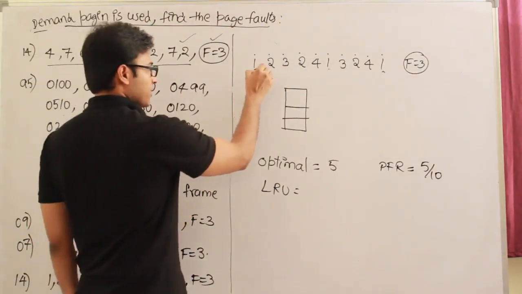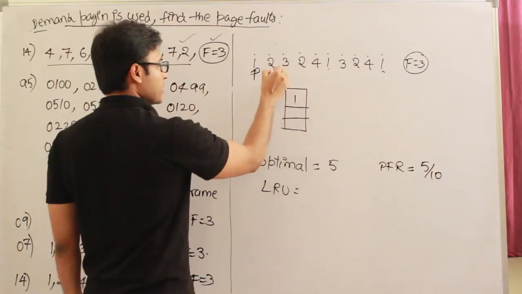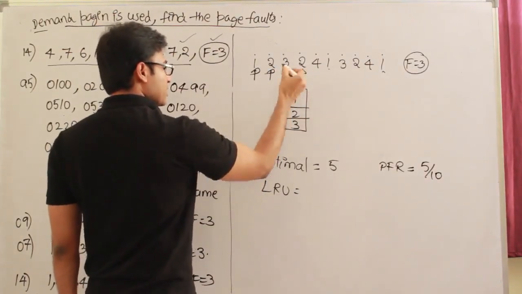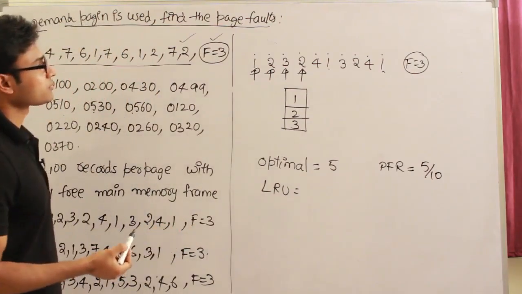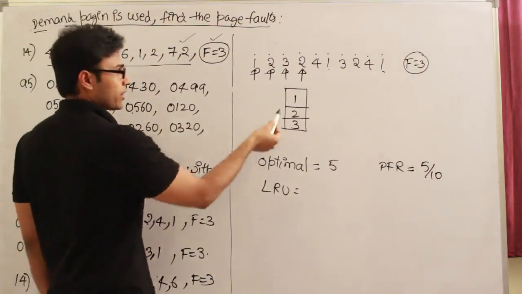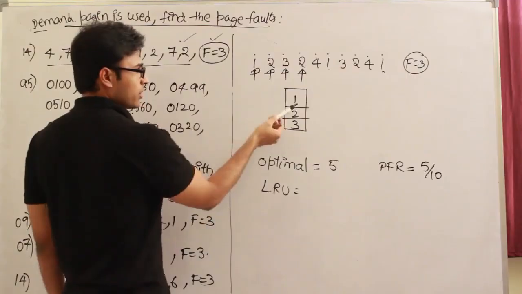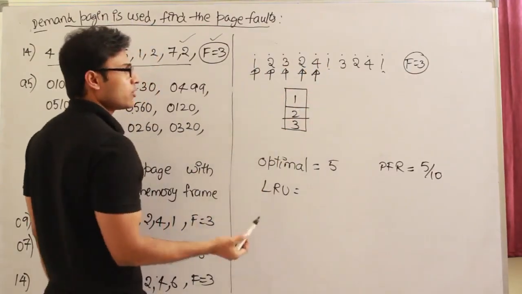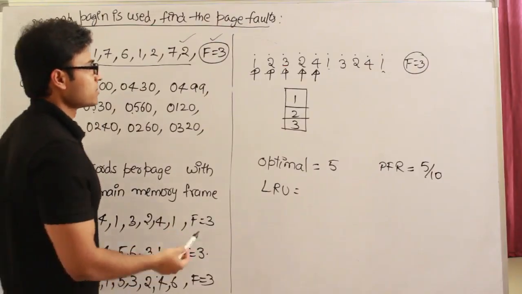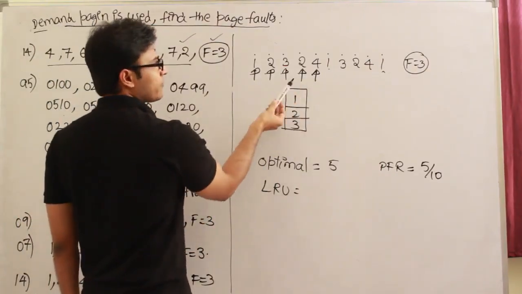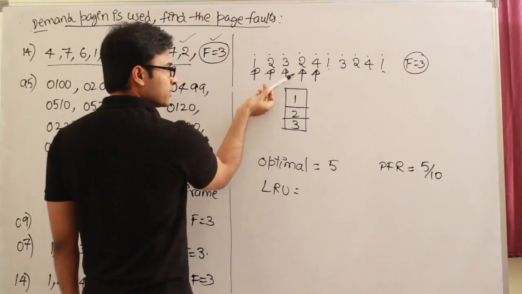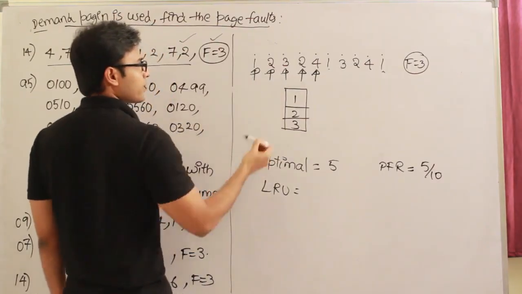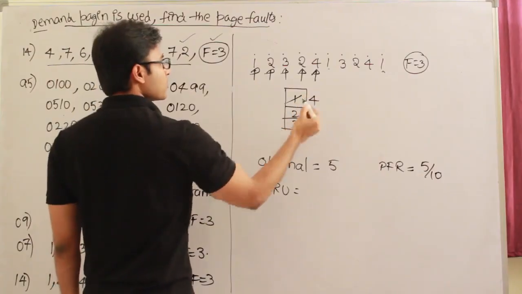Now 1 is referred, loaded, 2 is referred, loaded, 3 is referred, loaded, and the next one referred is 2. Now see the past. 2 is already available, so you need not do anything. Don't replace it. The next one is 4. Now one of them has to be replaced. Look at the past and see which one is least recently used. From 4, if you look back, 2 is most recently used, 3 is next most recently used, and the least recently used is 1. Therefore 1 has to be replaced with 4.